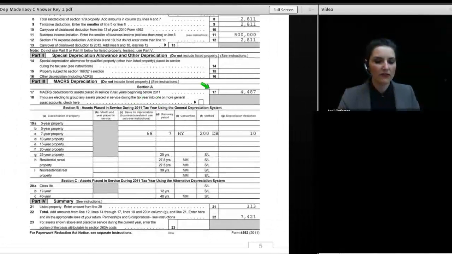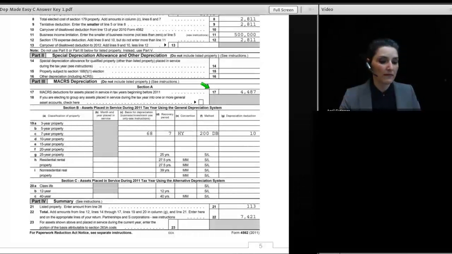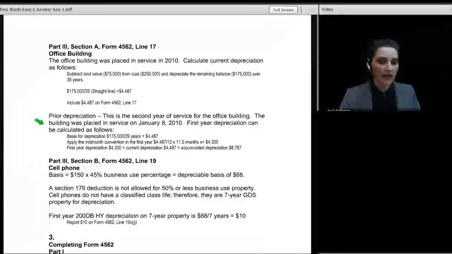Then we have MACRS depreciation for assets placed in service before 2011. Well, where did that number come from? The only asset in use in this business that was placed in service before 2011 is the commercial building. Because what year was the commercial building placed in use? 2010, and what month? So let's go up and see what happens with that. This is the office building. We have to subtract the land value of $75,000, and we get a cost of $250 minus $75 for a depreciable basis of $175.